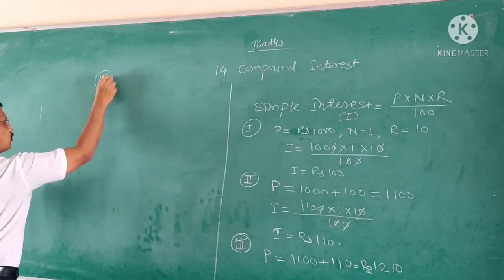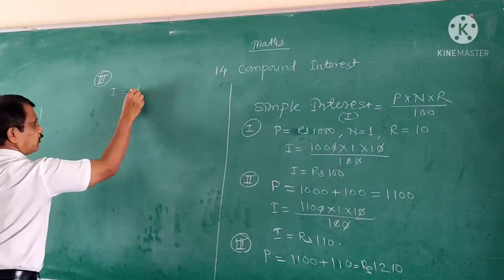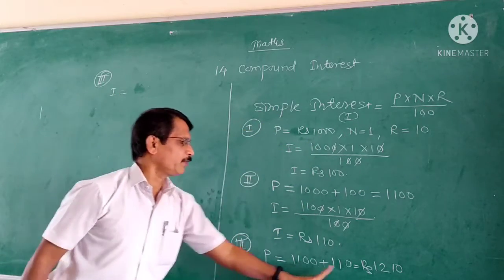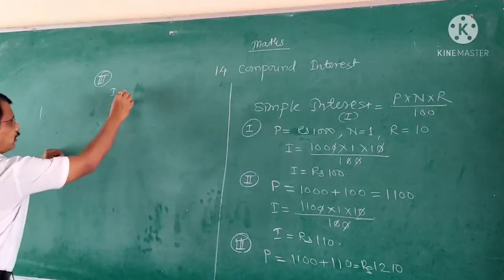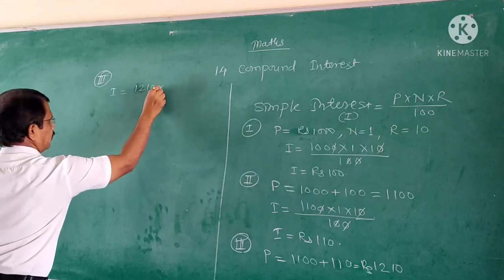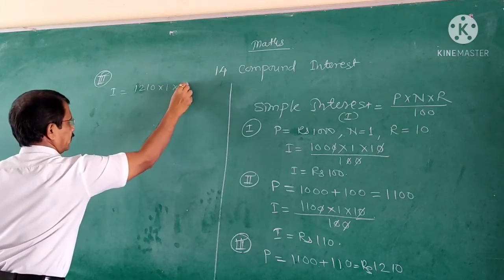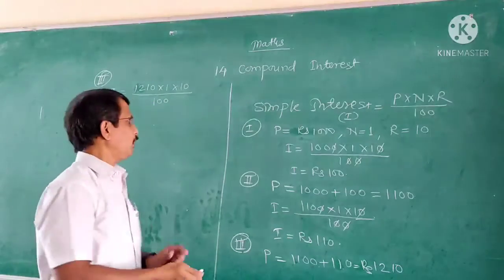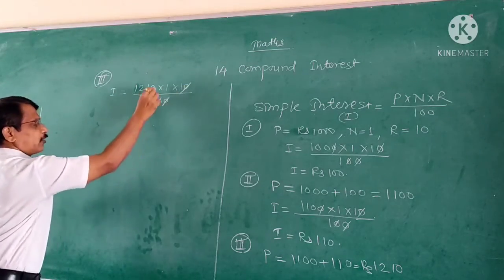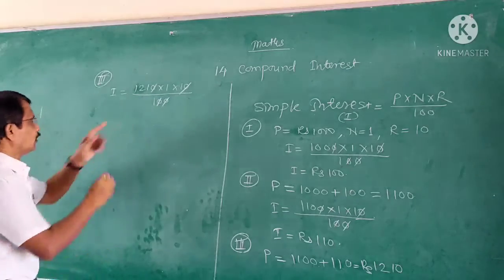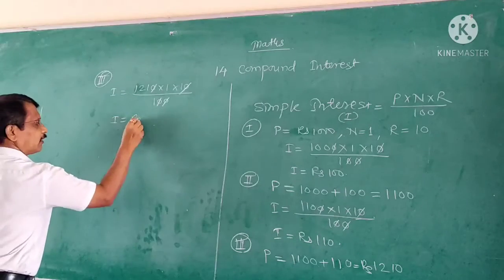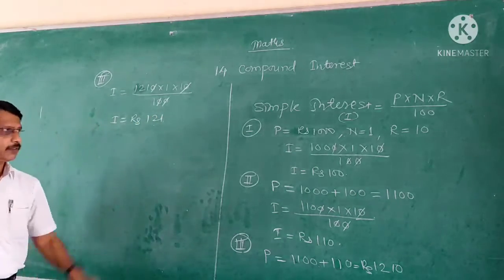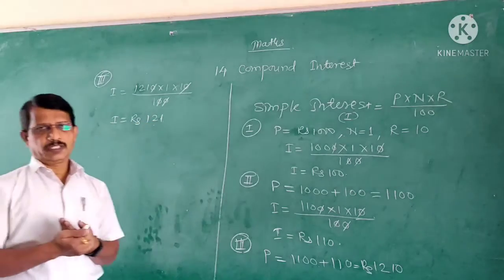Here the interest for the third year, I is equal to the same formula, P into N into R divided by 100. Here the principal for the third year is 1210. 1 year, the rate of interest is the same, divided by 100. Here again the same, 0 cancels. Here this is the interest, 121 for the third year.